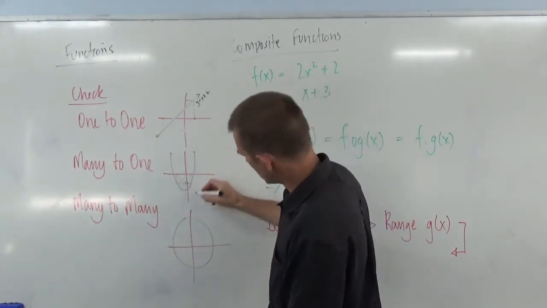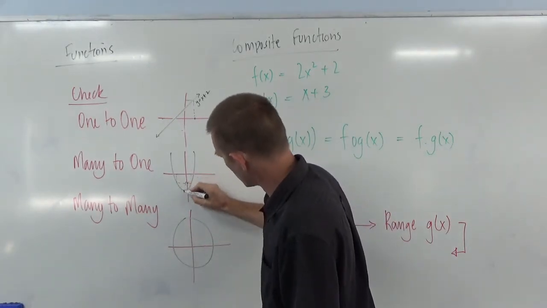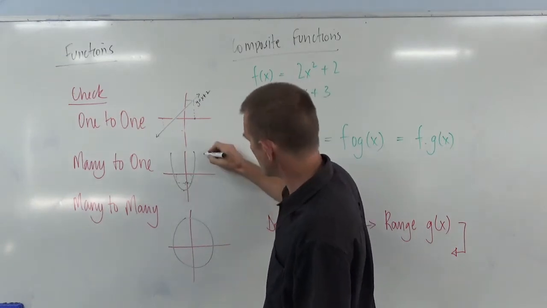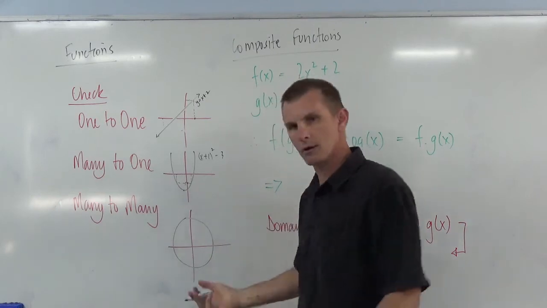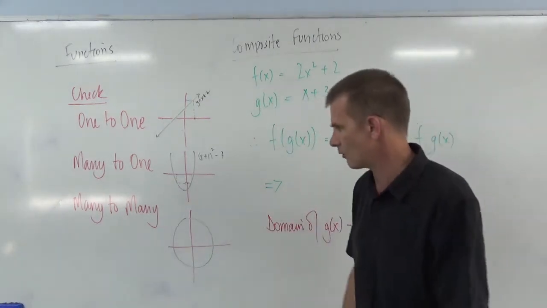But a quadratic, well, if we put the turning point there, let's call that -1 and -3. So this would be (x + 1)² - 3 as an example of that. But any quadratic works here.